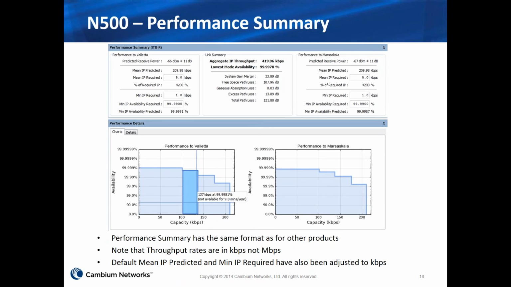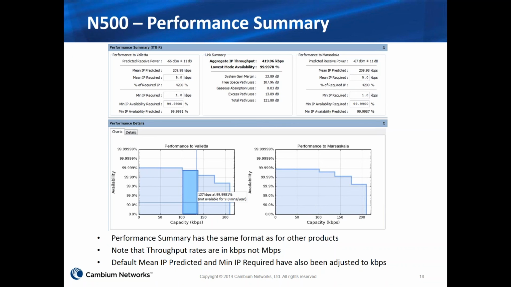So then we move down and we can see the performance summary. This looks very similar again to those of you used to using other P2P links for other products. The only thing to note here is that we've now moved down into the kilobits per second region and not megabits, and we've also adjusted the min IP required and min IP availability required. So you do just have to adjust your scaling a little bit when you're looking at these charts.